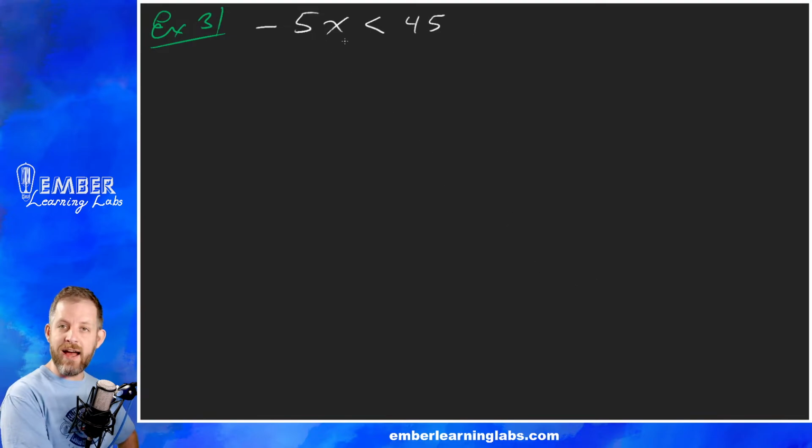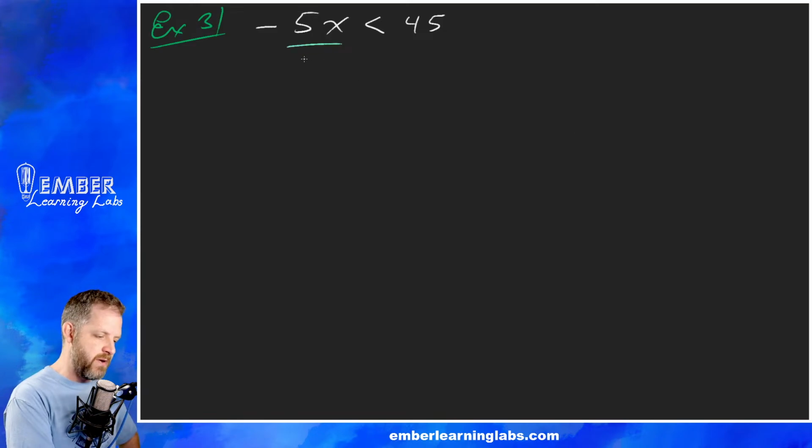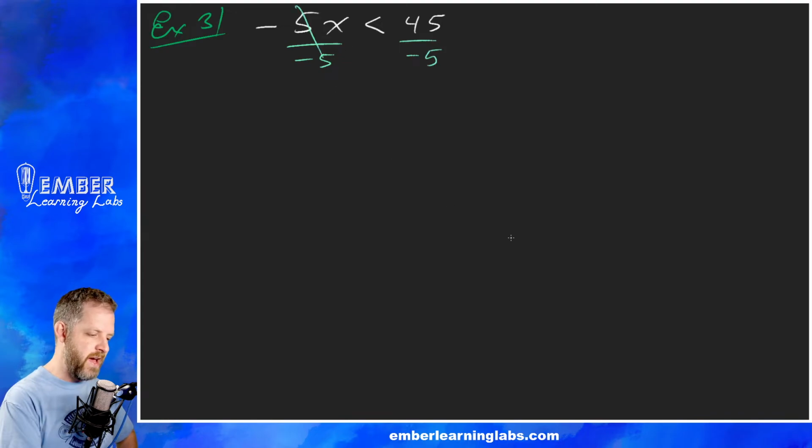So this negative 5 is multiplied onto the x. So to get rid of it, we're going to divide, right? So we're going to divide both sides by negative 5. Negative 5. That cancels, leaving us with just x. And then we've got negative 9.